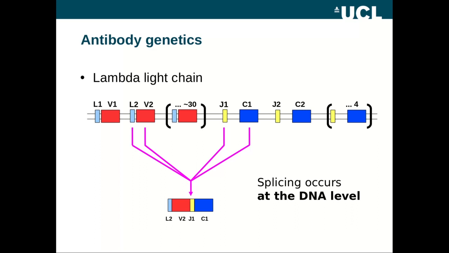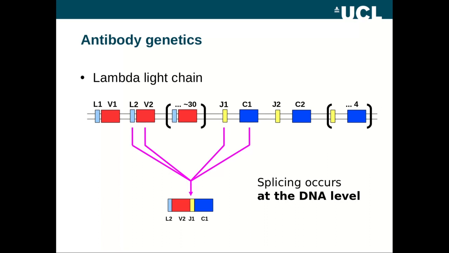So the picture shows there are approximately 30 so-called V segments, variable segments, each of which has a little leader segment in front of it. So don't worry about the leader. The leader actually encodes a stretch of amino acids that are used for targeting the antibody for export from the cell. Once the antibody is exported from the cell, the bit of protein encoded by that leader is removed. So the important bit to look at is just the V regions.